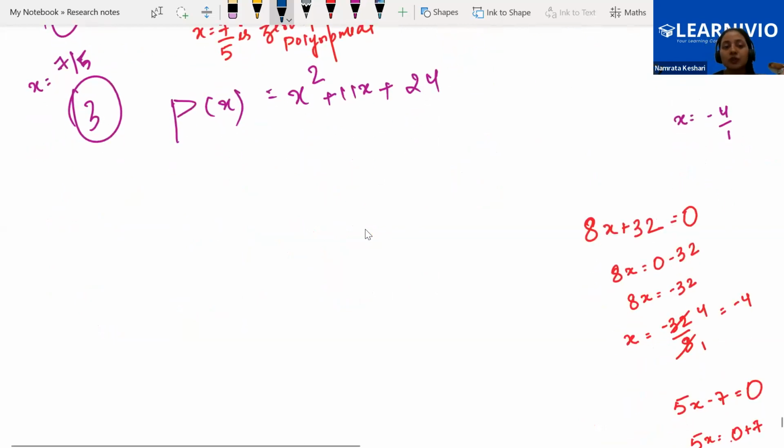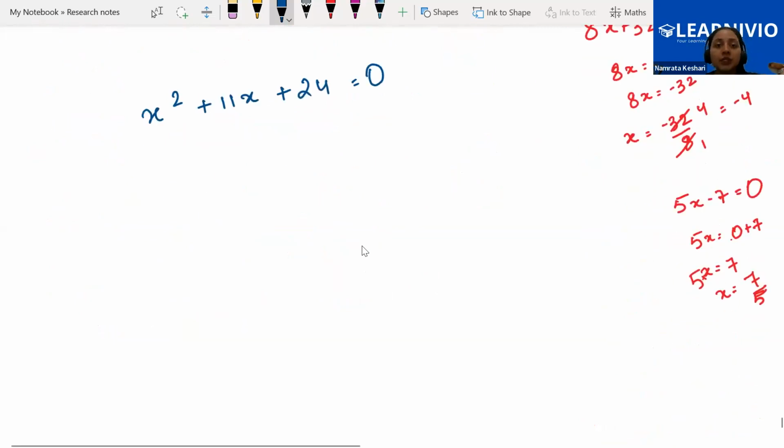So here also, whatever polynomial we are having, that is x square plus 11x plus 24 equals 0, we will take by ourselves. Now forget about the previous part and completely focus on solving or factorizing this polynomial, this equation. How will we solve this equation? Have you heard about the concept of splitting the middle term? Yes, ma'am.